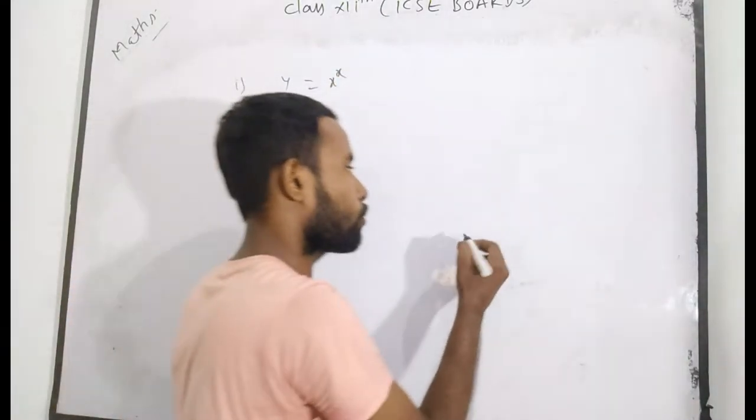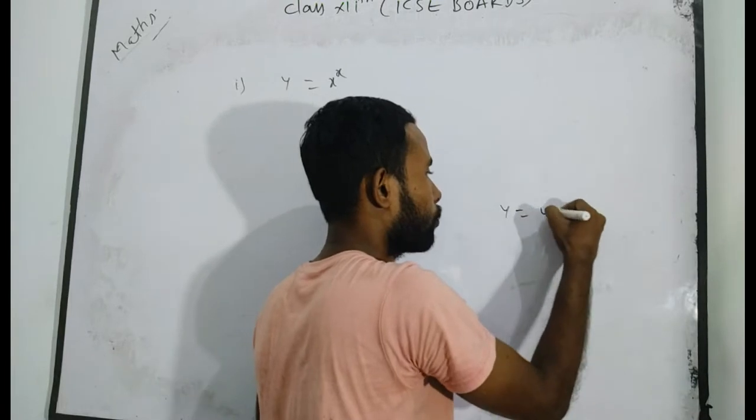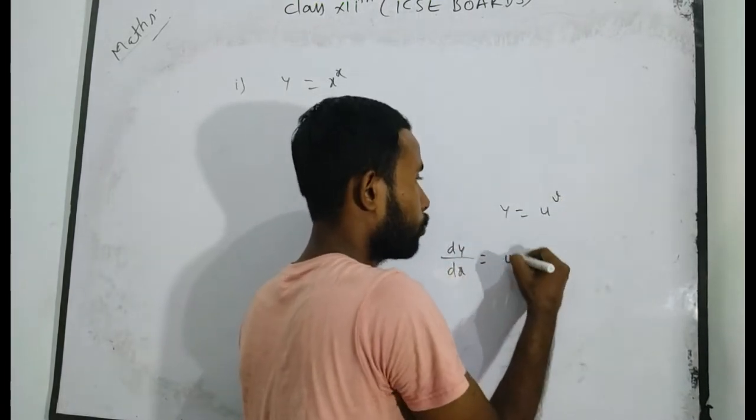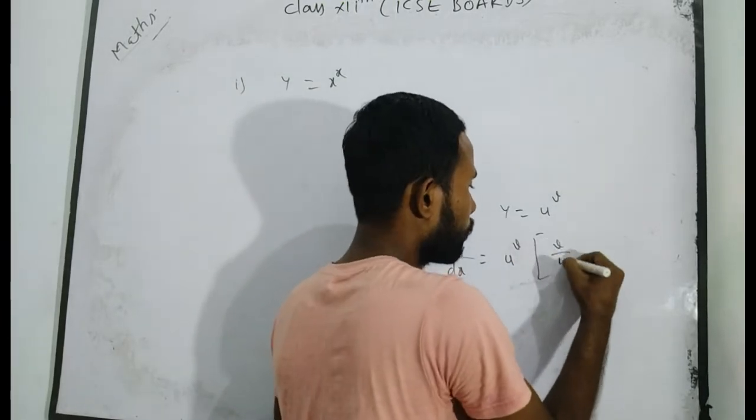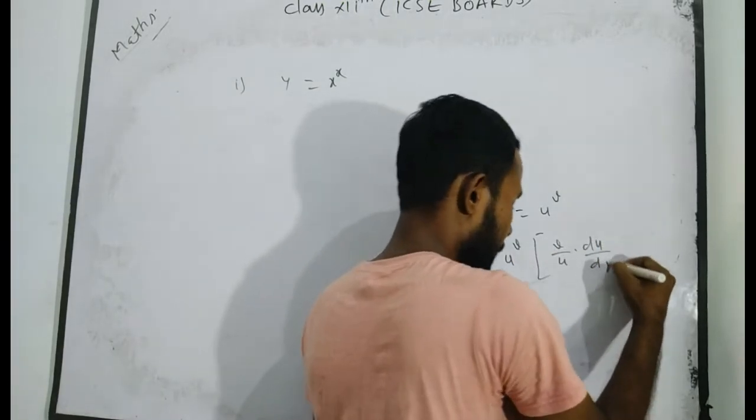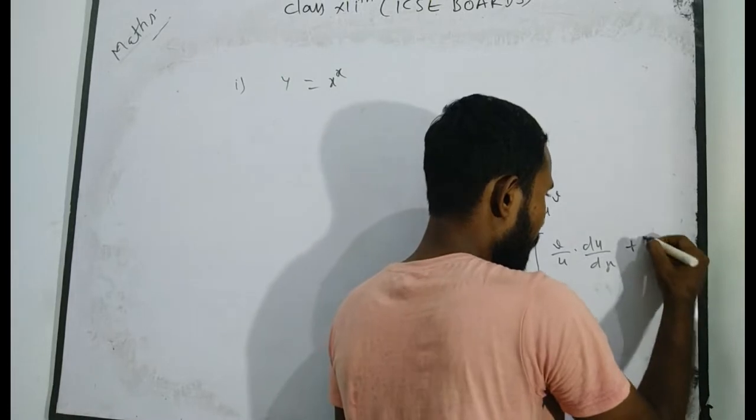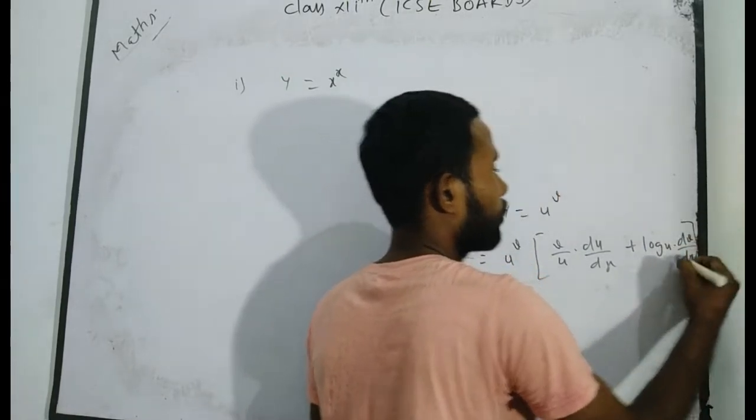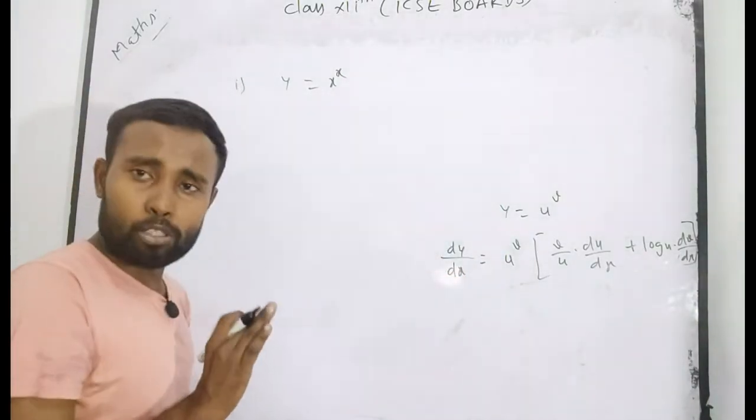I have already told you, if any function is y is equal to u to the power v, then its derivative with respect to x will be u to the power v into v upon u into du dx plus log u into dv dx. This is the formula through which you can approach the solution of this question.